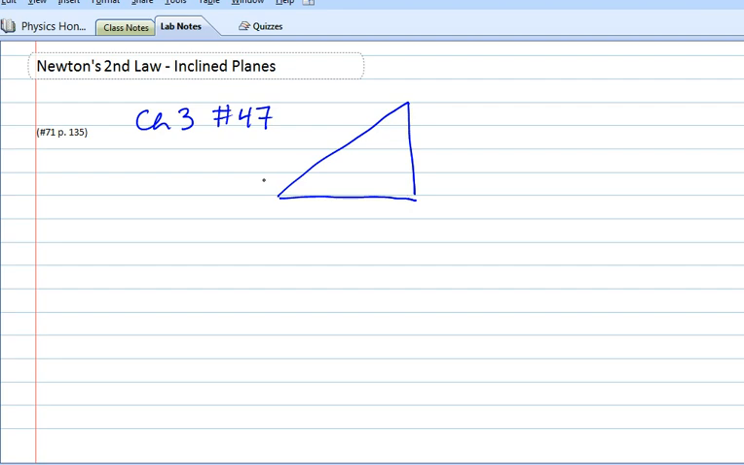In this problem, we have a car which is moving up a hill, and this is number 71 on page 135. It says a car coasts with the engine off up a 30-degree grade. If the speed of the car is 25 meters per second at the bottom of the grade, what is the distance traveled by the car before it comes to rest? So we have v final equal to 0.